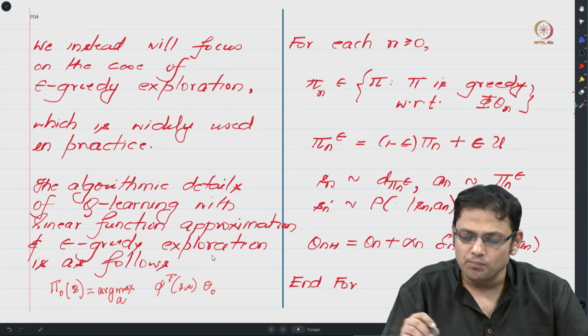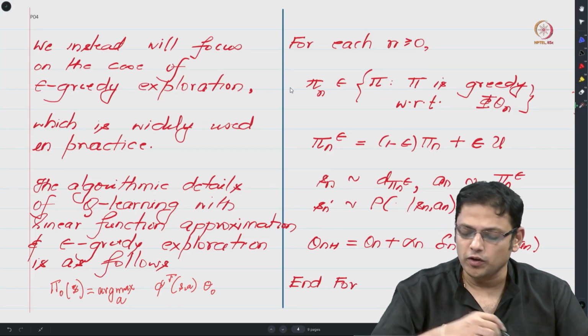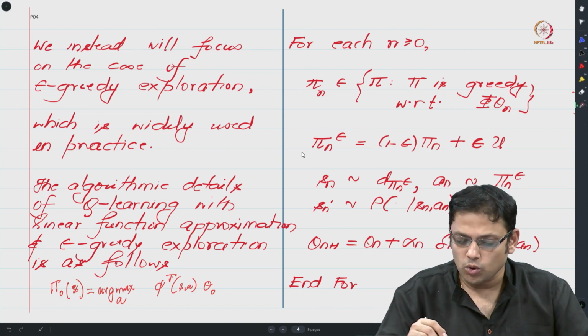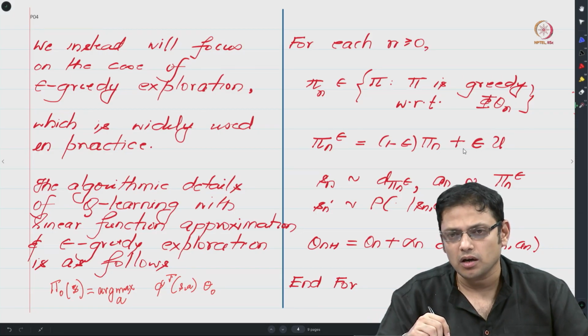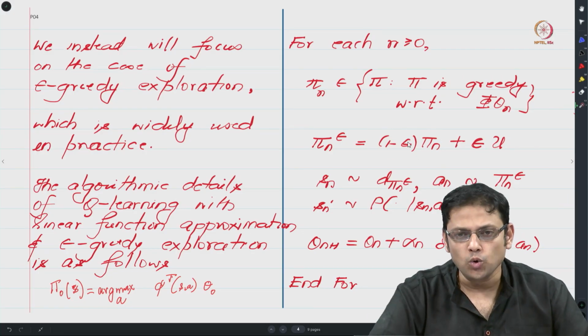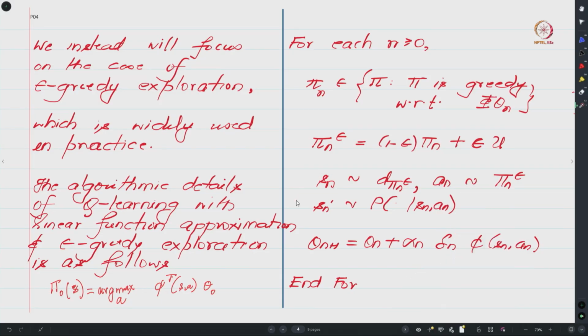At iteration 0 we have phi theta 0 and we pick pi 0, which is greedy with respect to phi theta 0, then we construct the epsilon greedy policy associated with pi 0. In this epsilon greedy policy, with probability epsilon you pick a uniform action, and with probability 1 minus epsilon you act according to pi n. So what does that mean? What you do is you first pick a state which is sampled from the stationary distribution of the Markov chain induced by pi n epsilon.